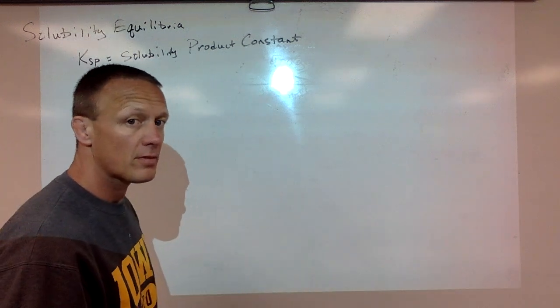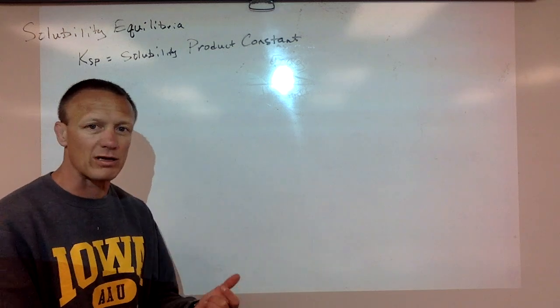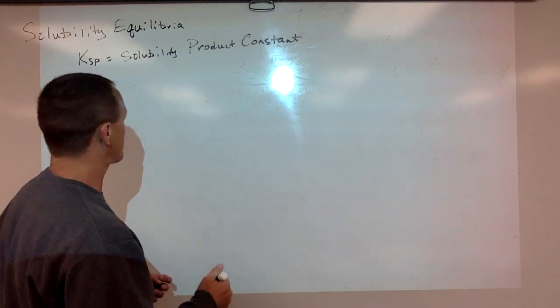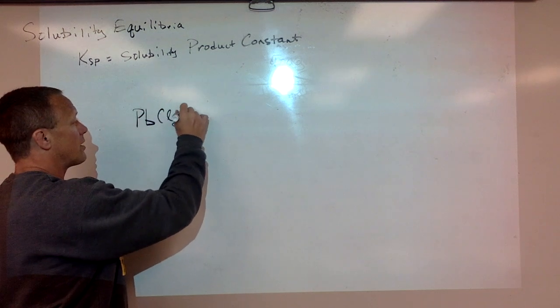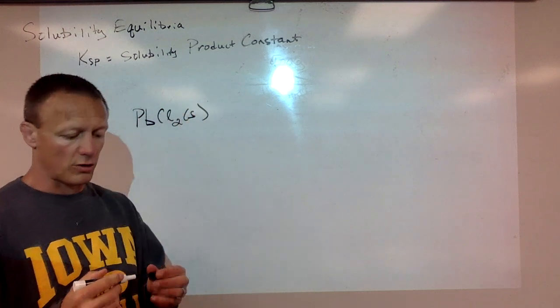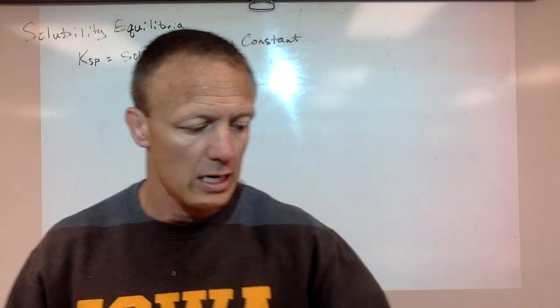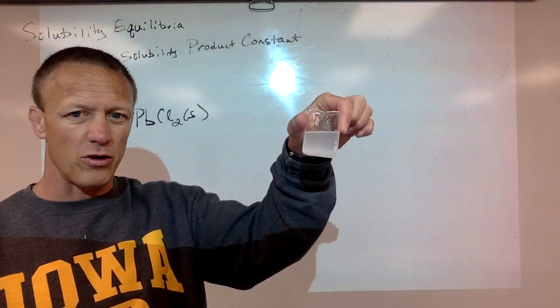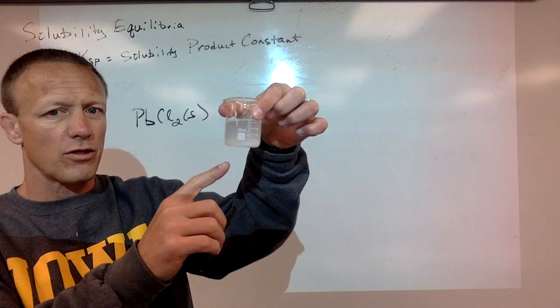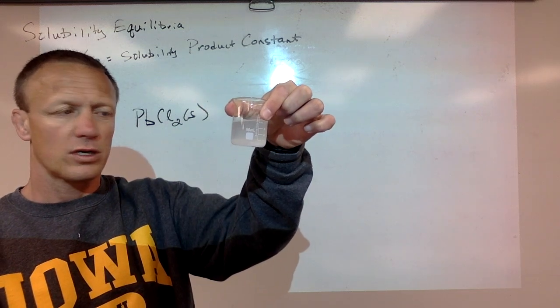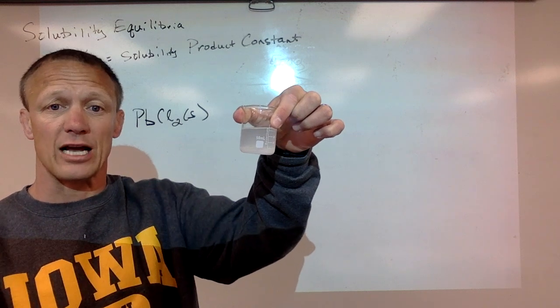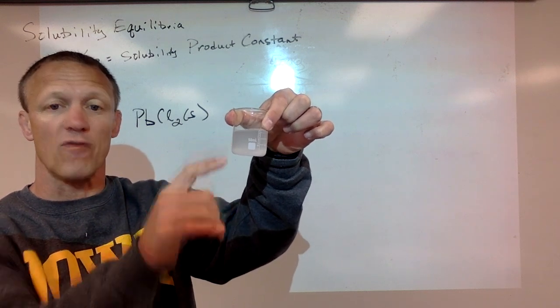So for example, a lot of compounds with silver, lead, mercury, remember, are insoluble. So let's say we have a compound such as lead chloride, and we put some of that in water. Here's some lead chloride in water in a beaker. There is some lead chloride on the bottom, and there is some dissolved. So this solution is saturated.